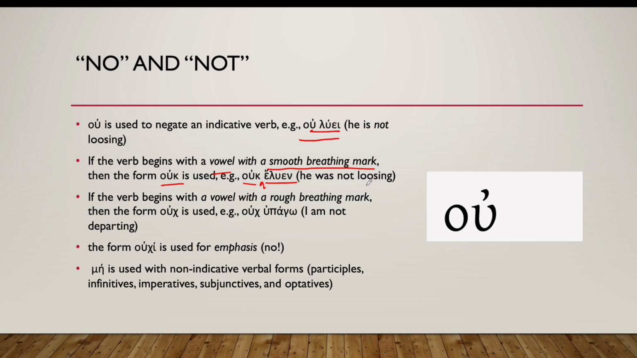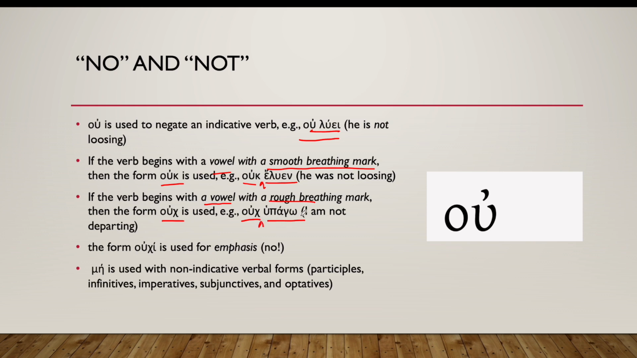He was not loosing. So that's if you have a verb, or a word, with smooth breathing. Let's say you have a verb right after the ou that has rough breathing. Well, then the form shifts to ouch, an even harder stop. Okay, not just ouk, but ouch. So ouch hupago. Ouch hupago. I am not departing. So notice, okay, a clear stop, an upsilon with a rough breathing, and it goes ouch hupago.